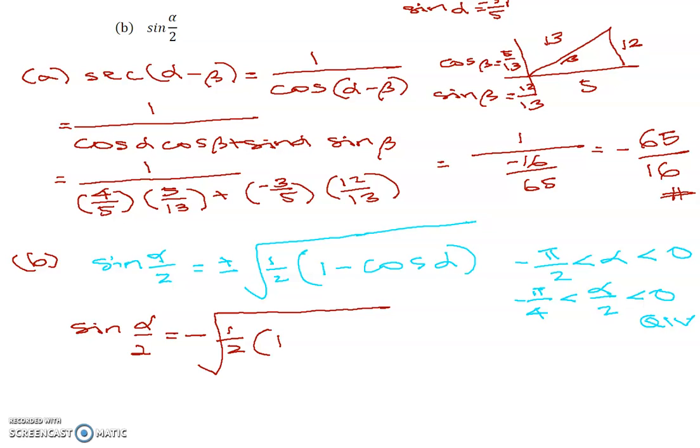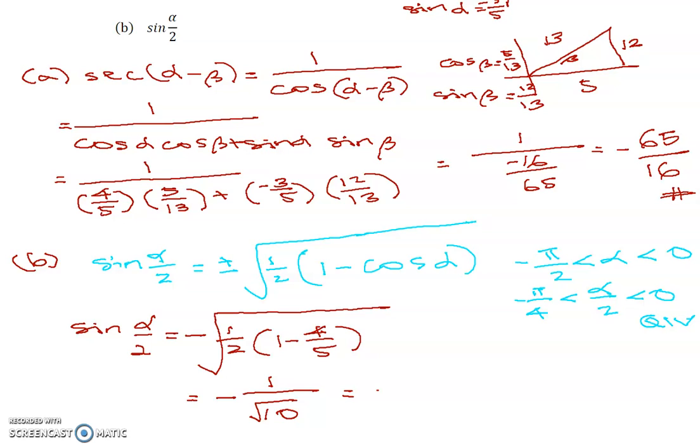4 over 5, right? So cos alpha is 4 over 5. And then you simplify everything. Your answer is going to be 1 over square root of 10.